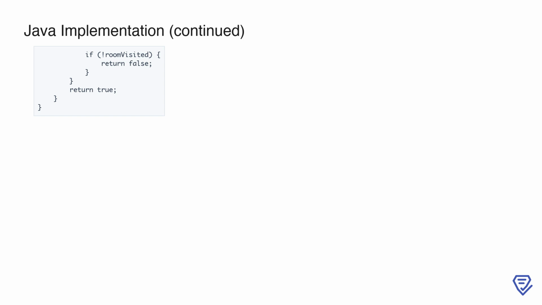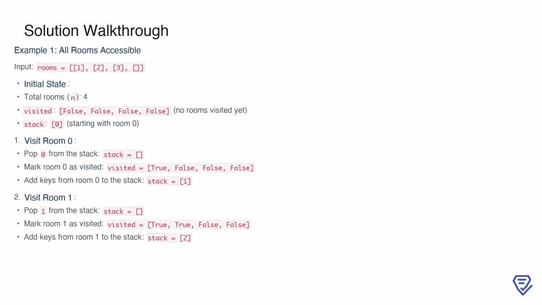To solve the problem, we start by analyzing the input for example 1, where we have 4 rooms, represented as rooms equals [[1], [2], [3], []]. Initially, no rooms have been visited, so the visited array is [false, false, false, false]. Our stack, which helps us keep track of the rooms to explore, starts with room 0, so stack equals [0]. The goal is to visit all rooms and confirm if they are accessible.